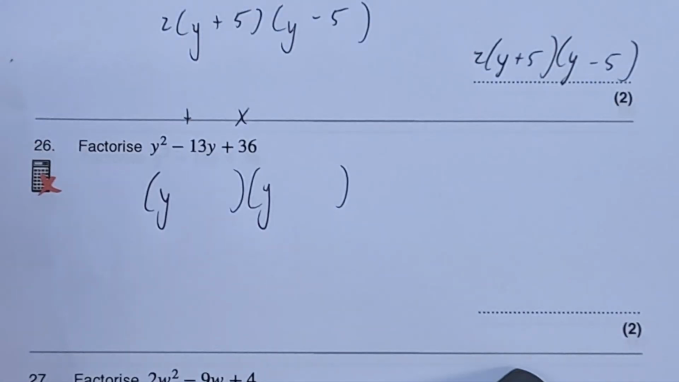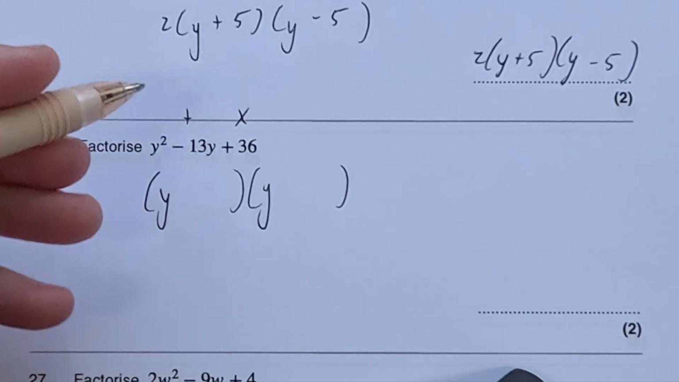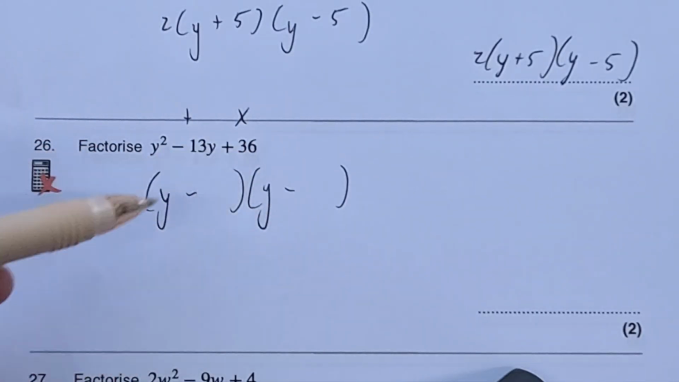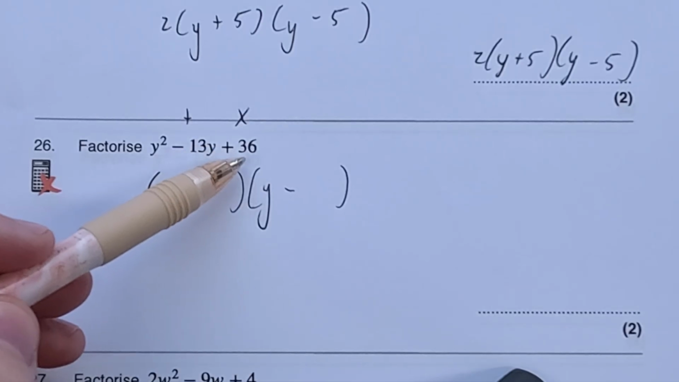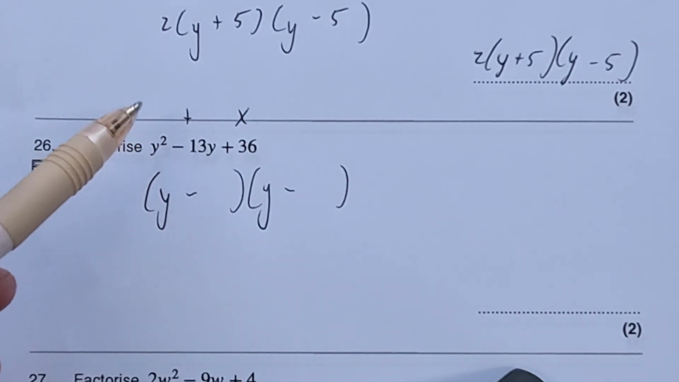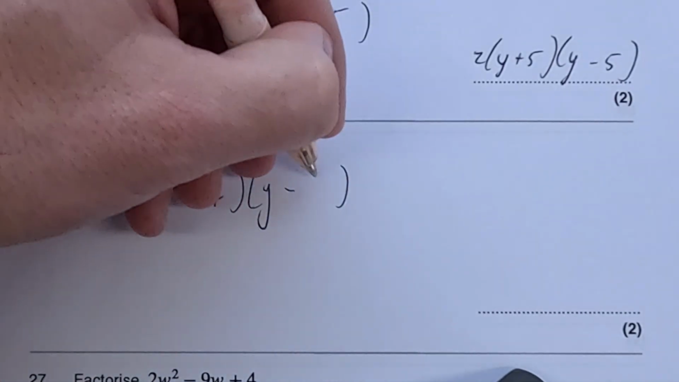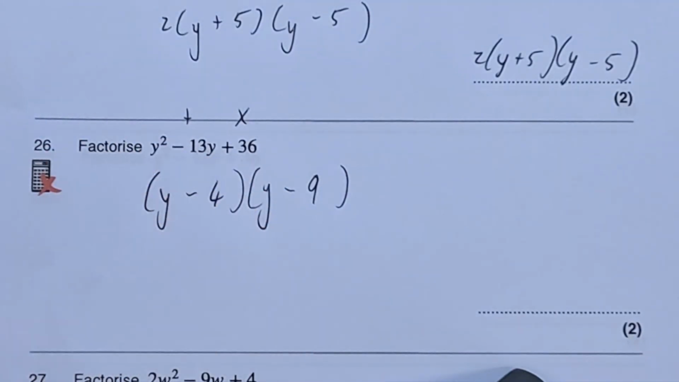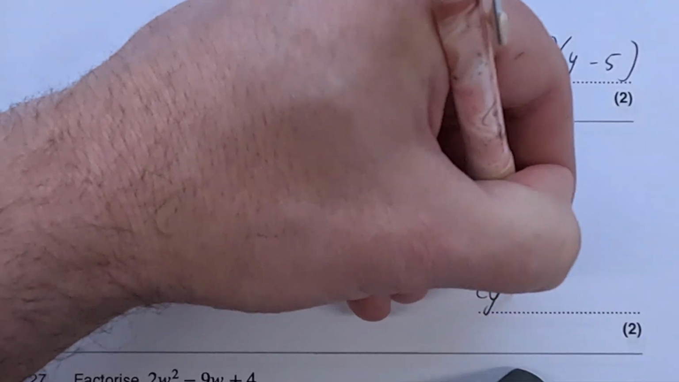So I'm thinking that's going to be equal to, let's think of numbers that times, well, they're both going to be negative, because a negative times a negative is a positive, but they add together to be a negative. And then in terms of numbers that times together to be 36 and add together to be minus 13, I'm thinking not minus 3 and minus 12, perhaps minus 4 and minus 9, because minus 4 times minus 9 would be 36, and minus 4 plus minus 9 would be minus 13. So that's it. So y minus 4 and y minus 9. And that's it.